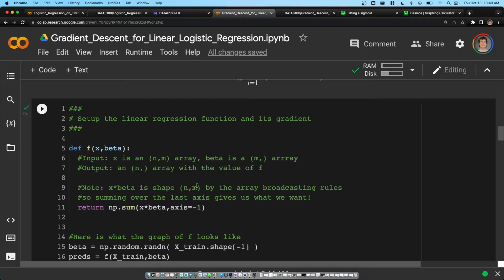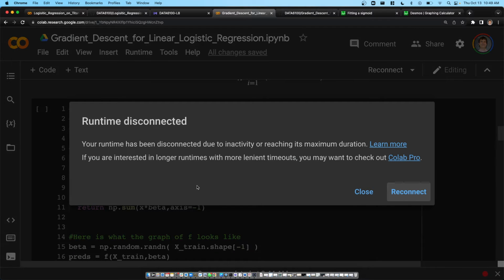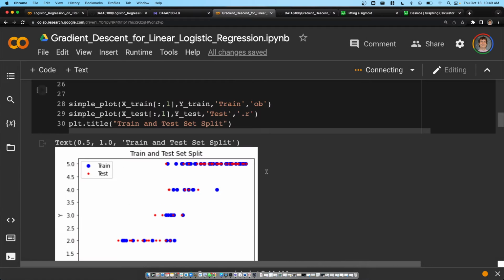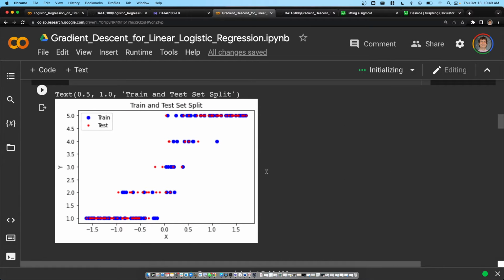These things are supposed to be the features of the x's, right? And in your housing data set, of course, you have hundreds of features of all the different parameters about the house. In this data set, it seems like I only have one feature, which is the x value. Okay, so I want to reconnect. But if you look at the data, it looks like there's only one feature x. But secretly, I added a second feature, and that second feature is always 1.